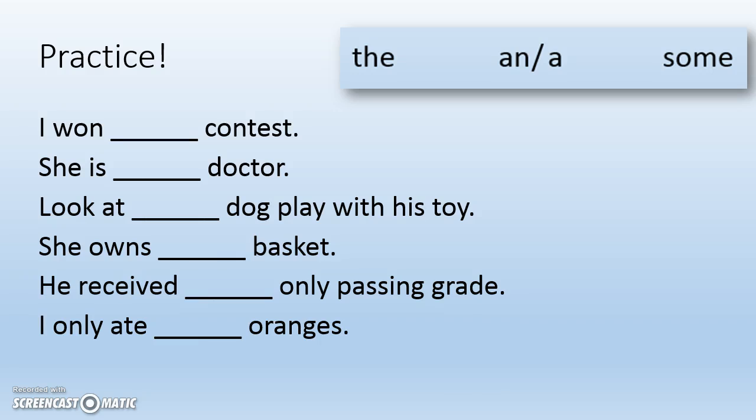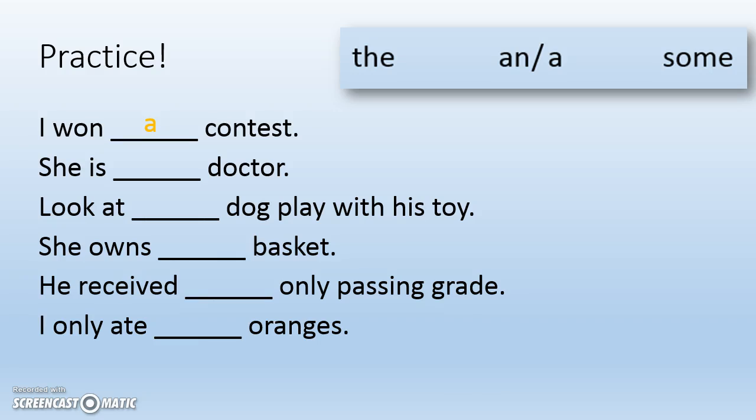To decide which article to use, we must first view whether or not it's a general or broad statement, or if it's very specific. So, I won blank contest is not very specific. We don't know which type of contest it is, so therefore we must use a contest. I won a contest. The next example is she is blank doctor.